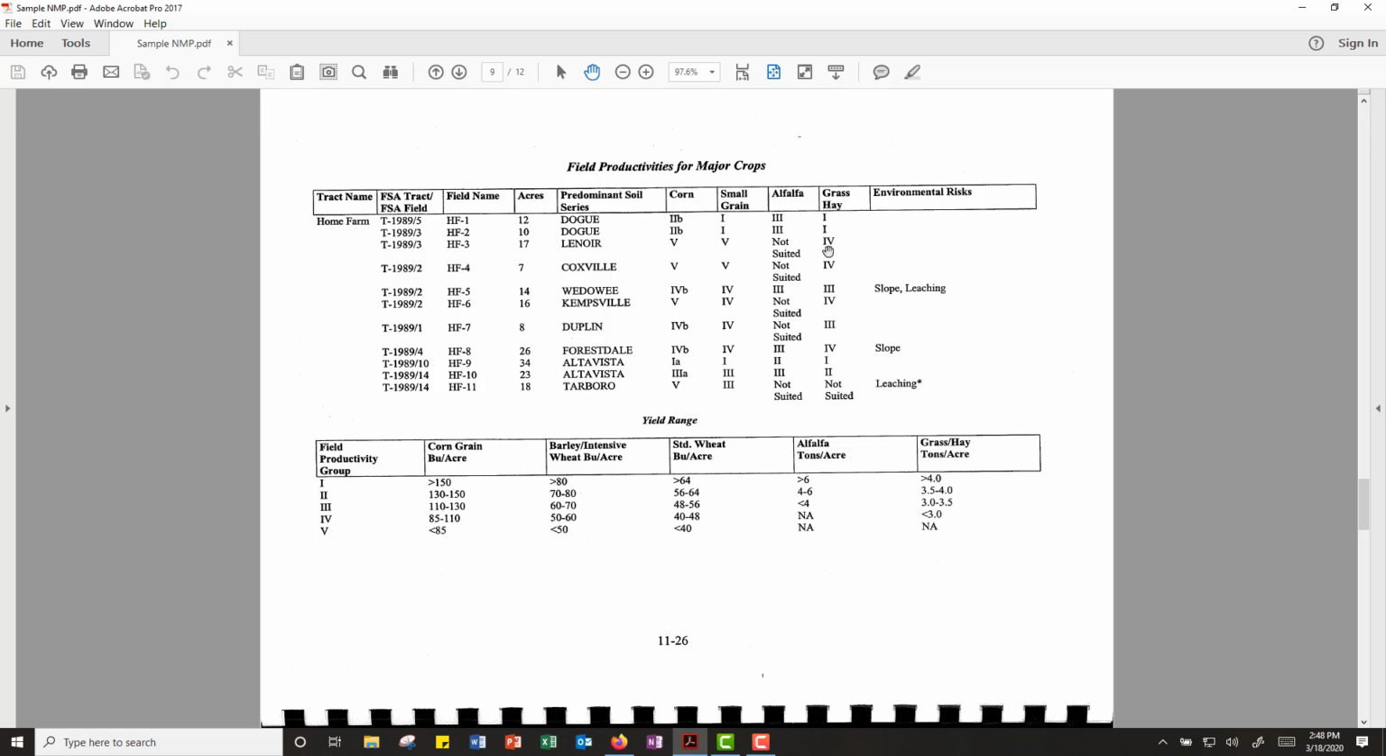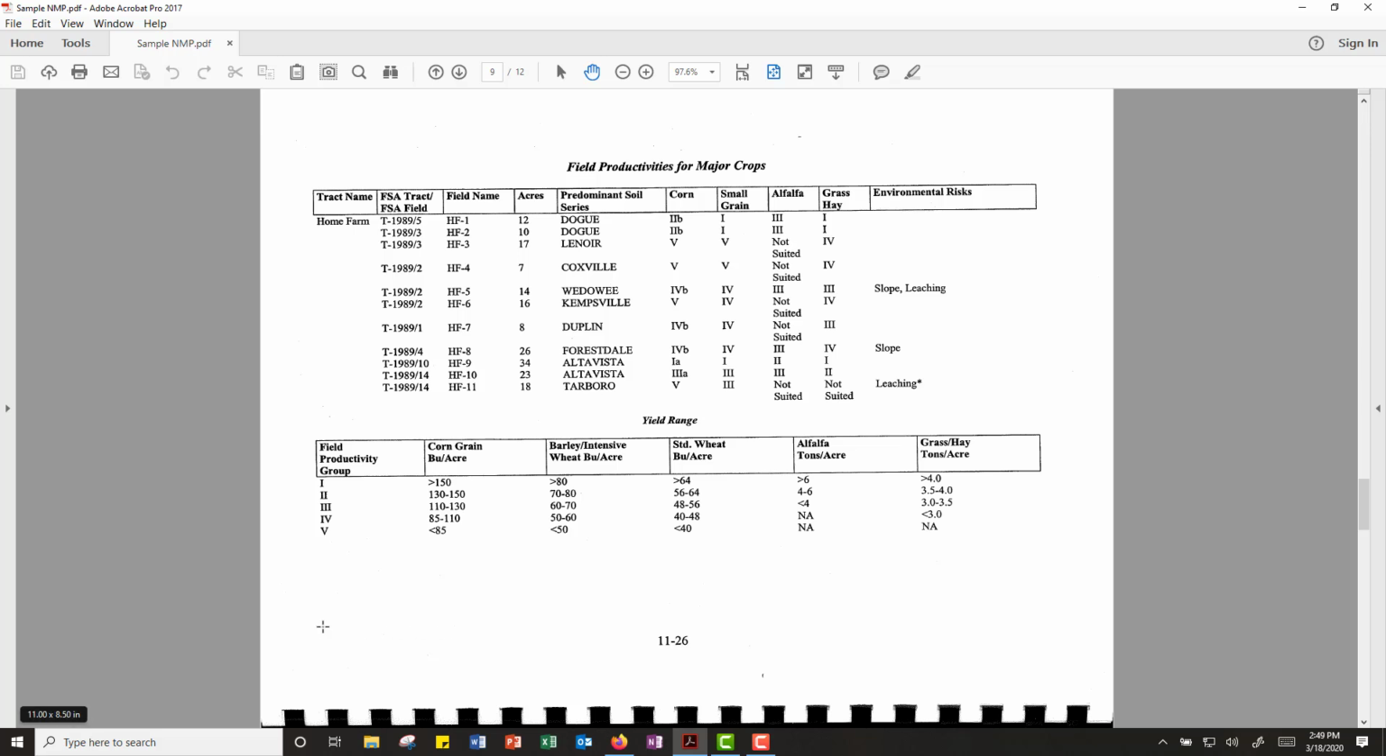Productivity groups range from 1 to 5. So this Lenoir and Coxville, those two fields are pretty lousy for growing corn. They're pretty lousy for growing small grains. They are not suited at all to growing alfalfa, and you can maybe grow a little bit of grass hay on those fields, so those are kind of useless. Moving down, again, he's got some fields that really don't have very good soils, and then down here, this particular field, HF9, has got this Alta Vista soil, and it's super for growing corn and small grains and alfalfa and grass hay.